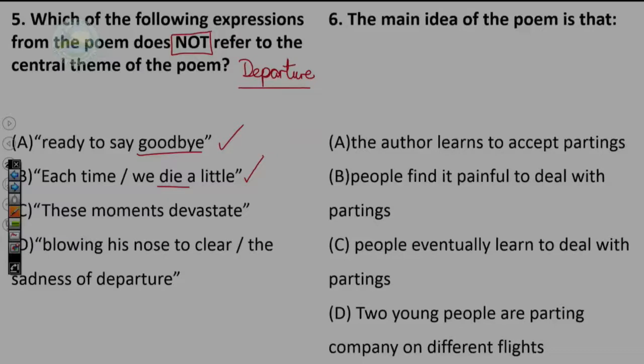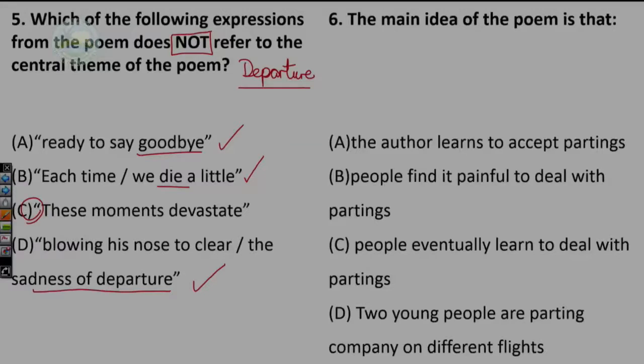C says, these moments devastate. Well, we've been able to identify that the departure was devastating, but we don't have anything in this option that speaks of departure. So let's hold here. And then D says, blowing his nose to clear the sadness of departure. So we have here, again, our central theme being mentioned in D. This tells us that if you've selected item C, you are correct. Item C is our answer because it's not an expression that refers to our central theme.